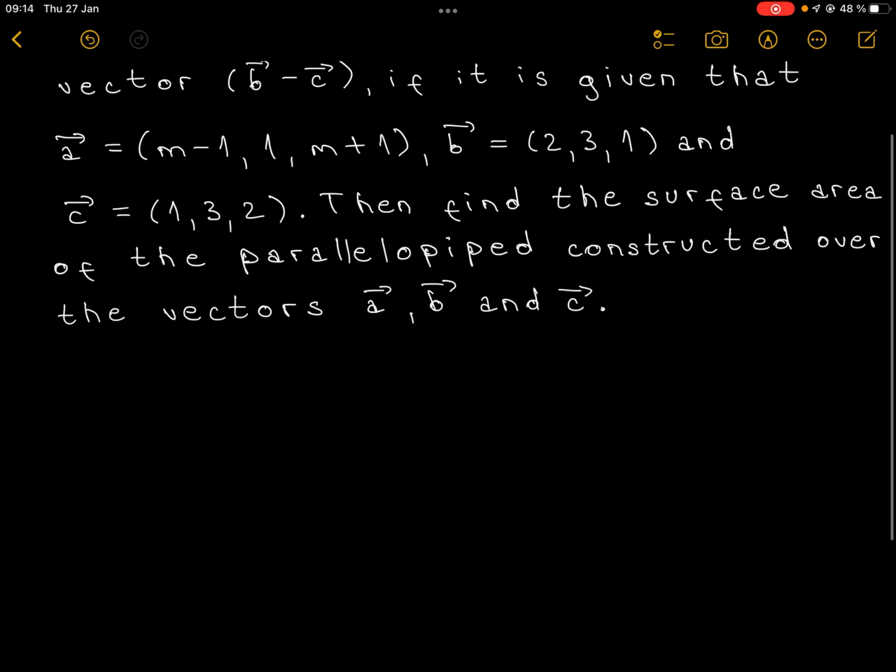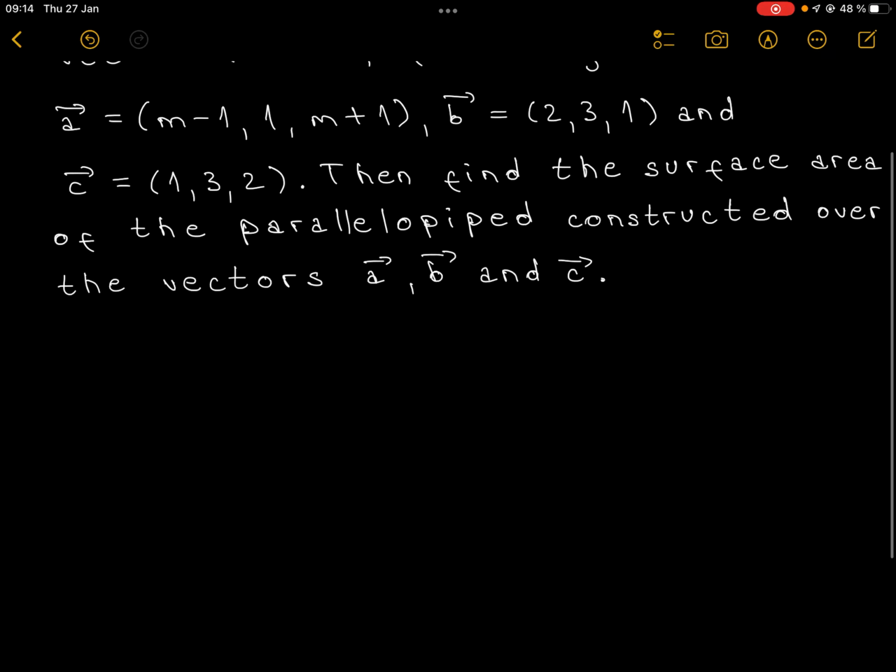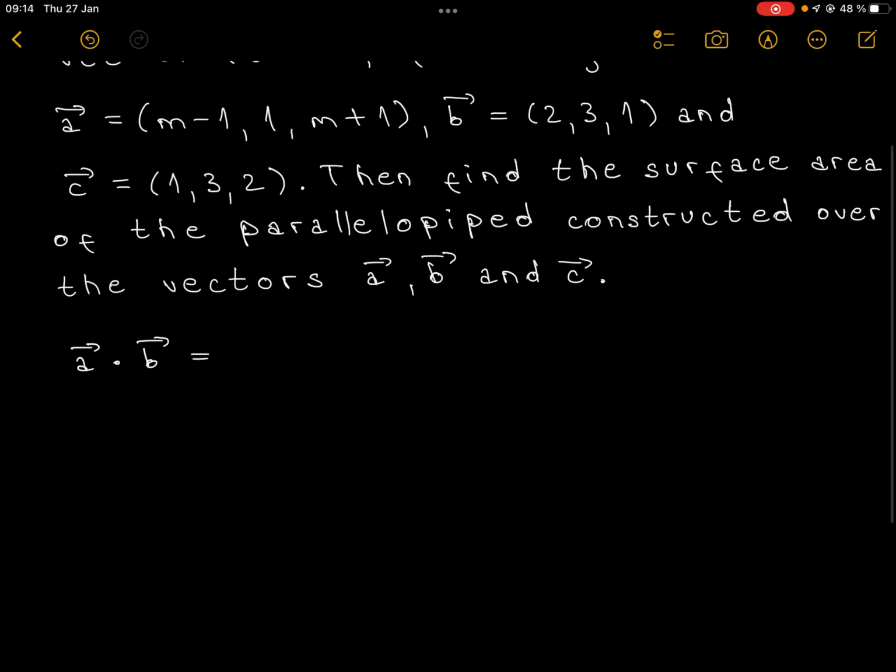Okay, so we all know about the rules of vectors. For example, if we're given the dot product of two vectors, that is the same as the modulus of vector A times the modulus of vector B times the cosine of the angle between vectors A and B.